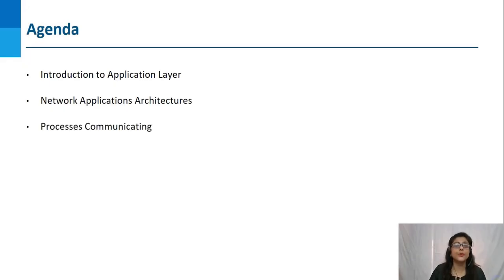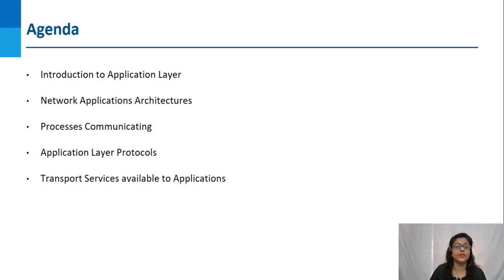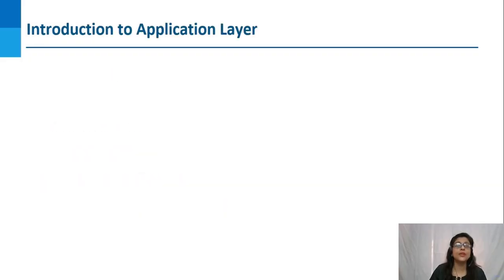After that, processes communicating. Then application layer protocols. Different application layer protocols will be discussed here. After that, transport services that are available to applications will be the point of discussion. Last but not the least, transport services provided by the internet would be discussed. So let me introduce you to the application layer.